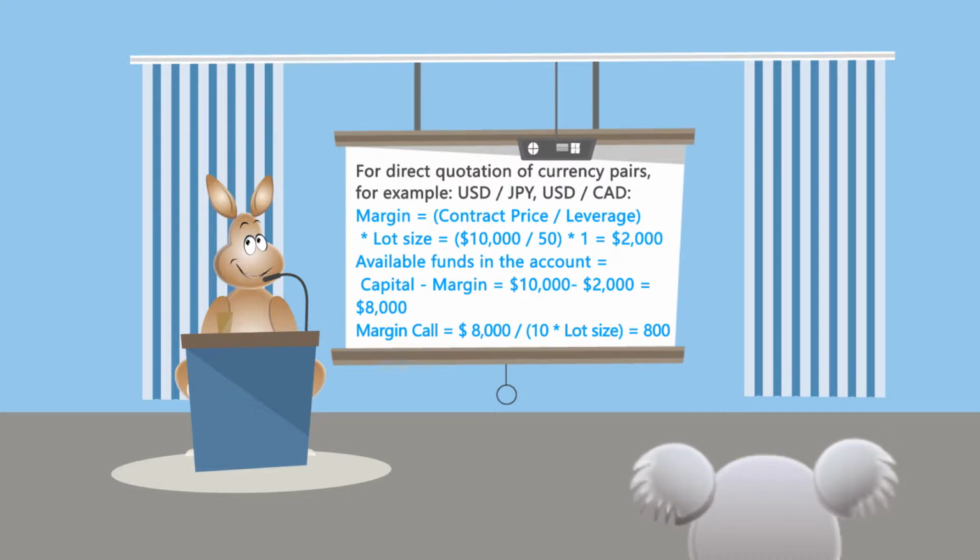Available funds in the account equals capital minus margin equals 10,000 minus 2,000 equals 8,000. Margin call equals 8,000 by 10 times lot size equals 800. The available funds in the account is equal to the amount of capital less the margin. In the example, this is 10,000 less 2,000, which equals 8,000. If the transaction involves one lot, 1 pip changes, which means 10 USD. The margin call will be 8,000 by 10 equals 800 pips.